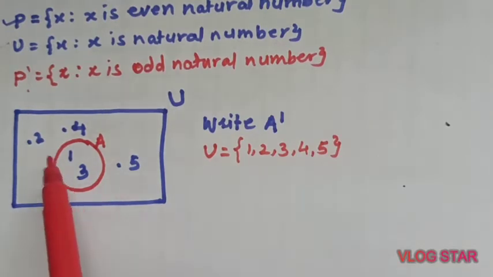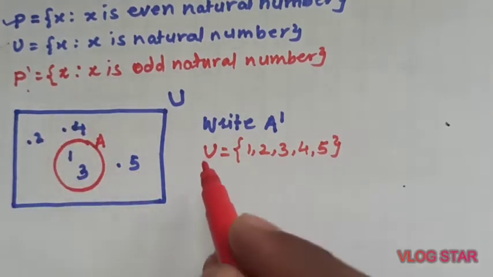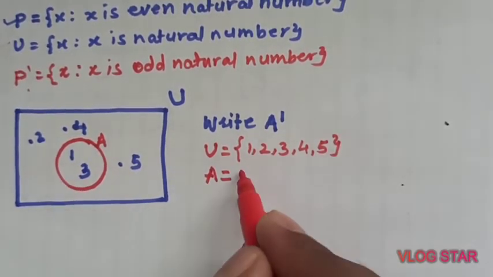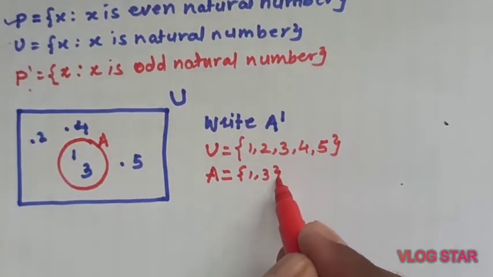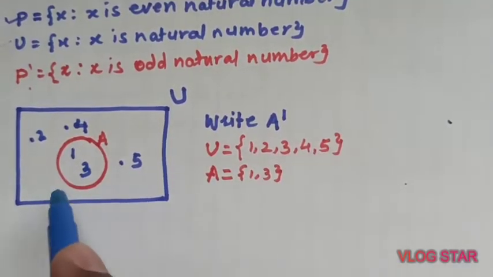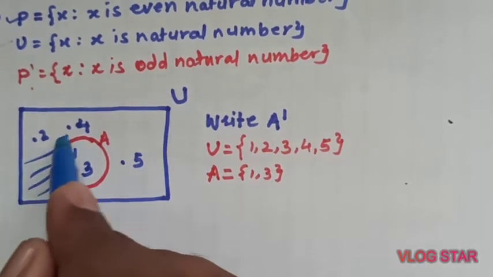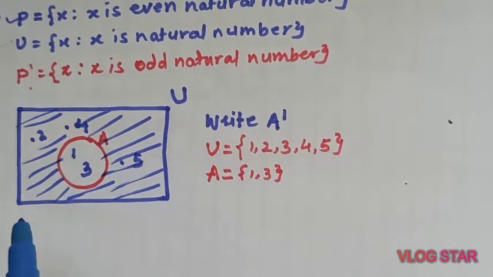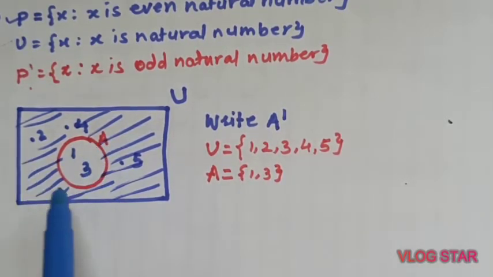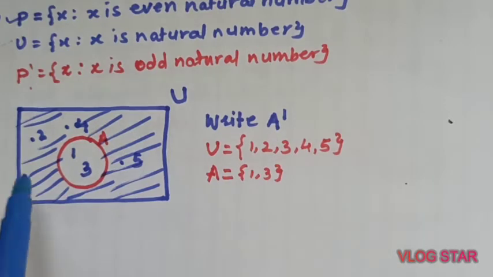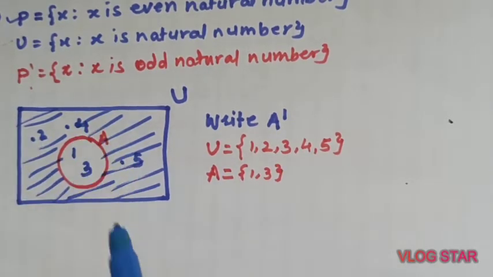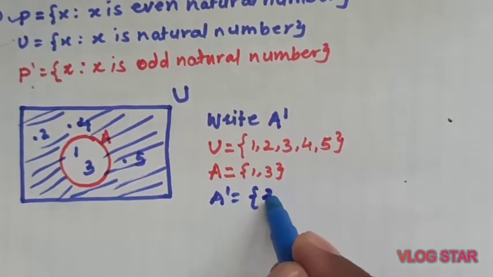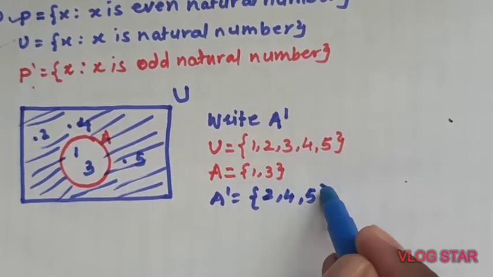U contains elements 1, 2, 3, 4, 5. What about A? A is having elements 1 and 3. So complement means, if you look into the Venn diagram, complement means this portion, isn't it? So except U and except A, what are the members in that region? 2, 4 and 5. So your A complement is 2, 4, 5.